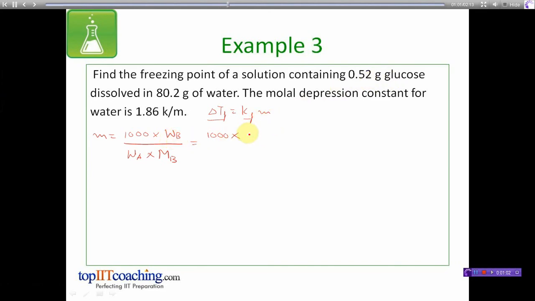The value of Wb, that is the weight of solute, is given to us, which is 0.52 grams. Wa is 80.2, and Mb, that is the molecular weight of glucose, is 180. When solving this, we get the answer 0.03602.